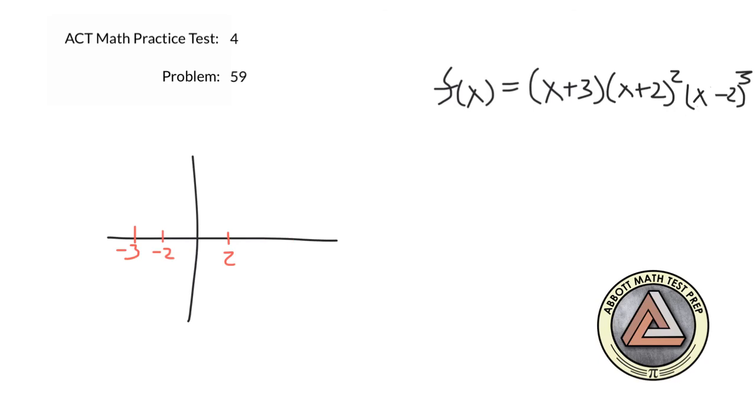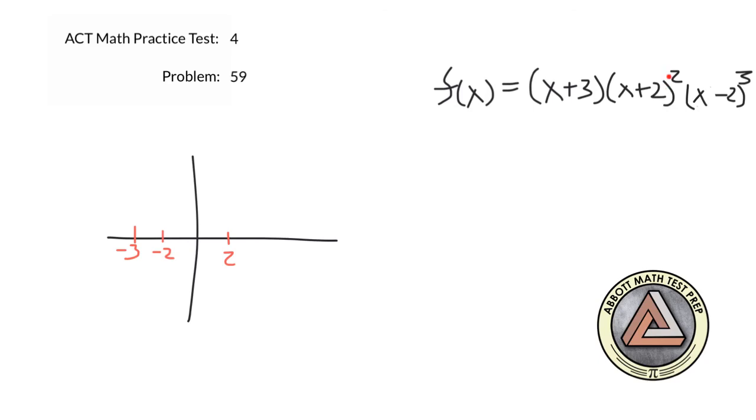So if you imagine that x was -3, well, that would be -3 plus 3, and that would be 0, and it would be 0 times this whole thing, which would make the y-coordinate 0. The same philosophy applies to these factors as well. So we know for sure that there is indeed, or are indeed, zeros at x equals -3, -2, and +2.